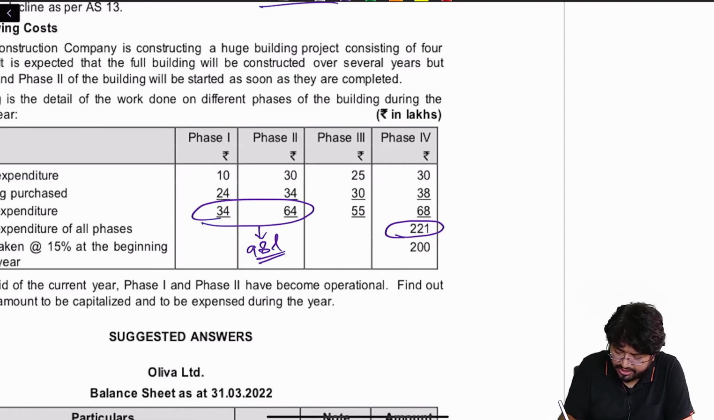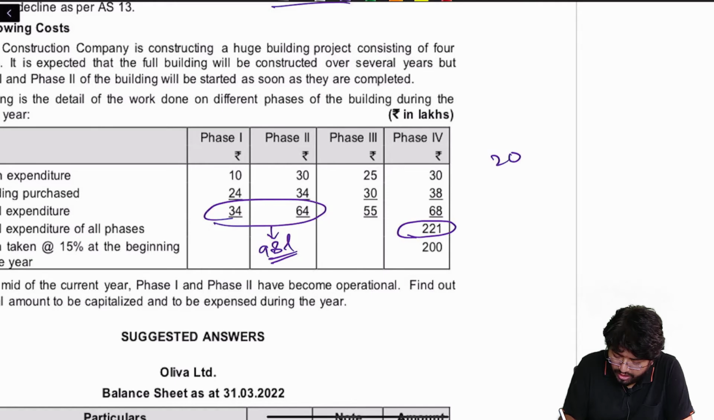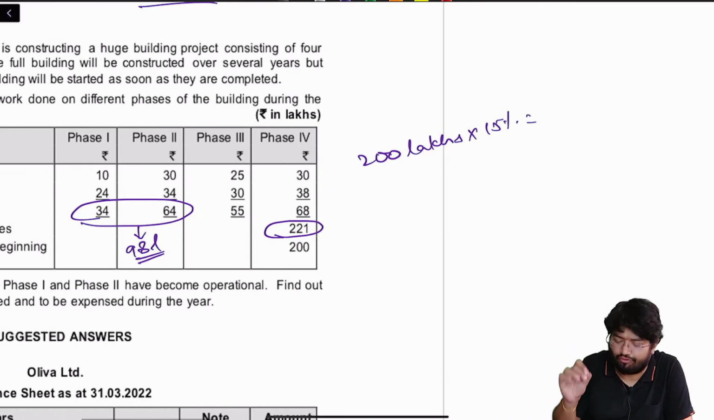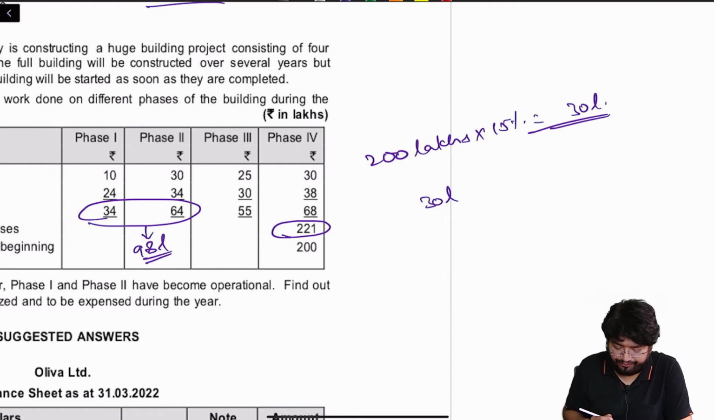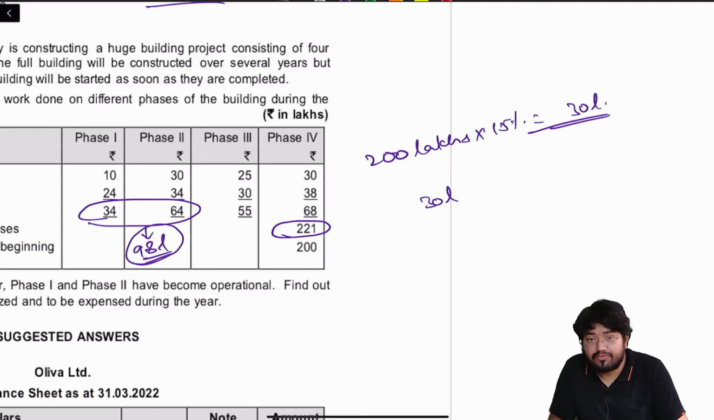What you are supposed to do is 200 lakhs into 15% is your total interest cost for the entire full year, which is 30 lakhs, as we have identified. Out of this 30 lakhs, to the extent of 98 lakhs it is completed in the first half. So only to that extent I can capitalize, and the remaining you will do on a proportionate basis in the rest of the year.